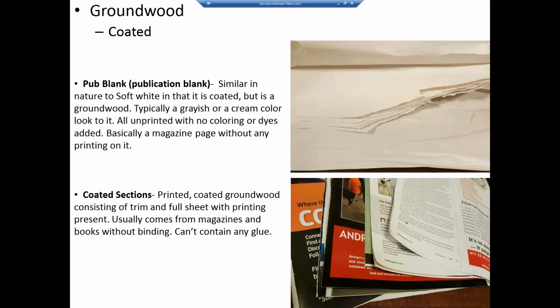Next is coated sections. This grade is a printed, coated groundwood paper consisting of trim and full sheet with printings and inks present. Often, you will see large sheets with multiple pages before they have been cut to insert into a magazine for ads. We will also see a lot of trimmings of coated sections as well. This grade can't contain any glues.